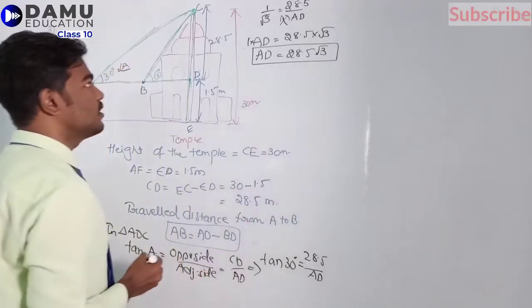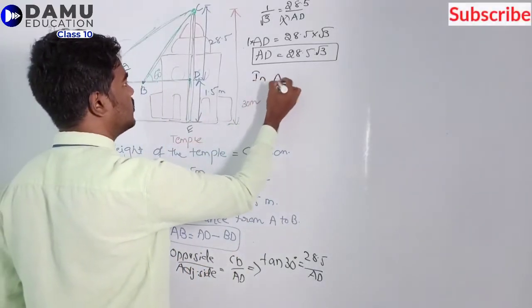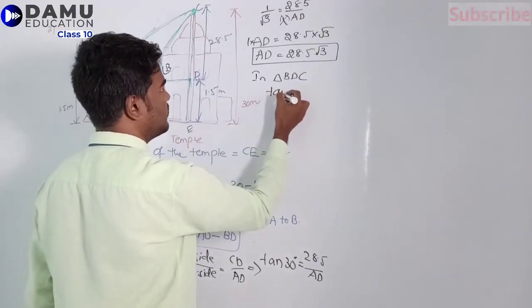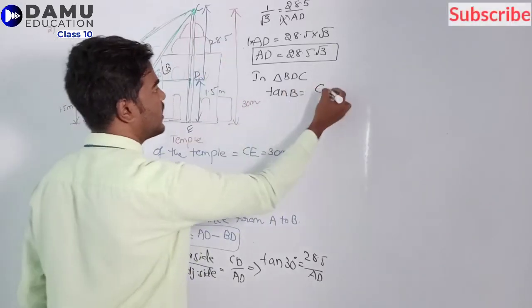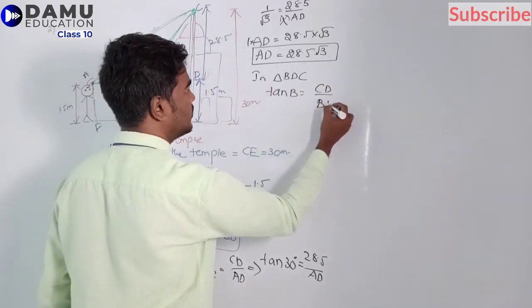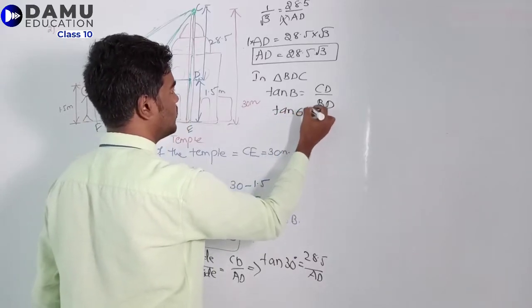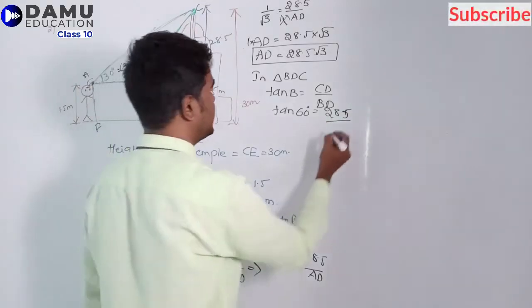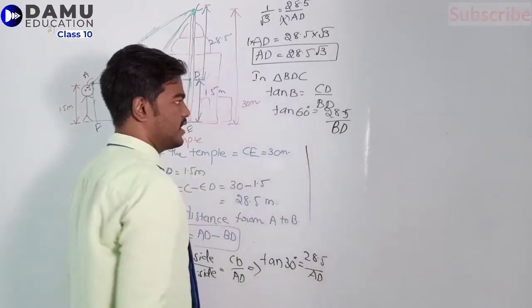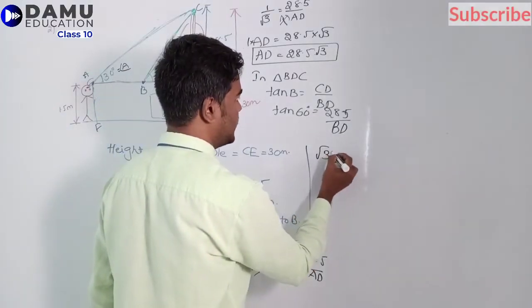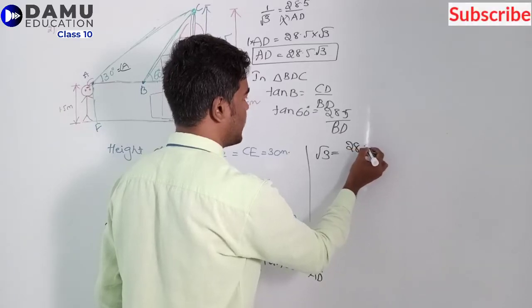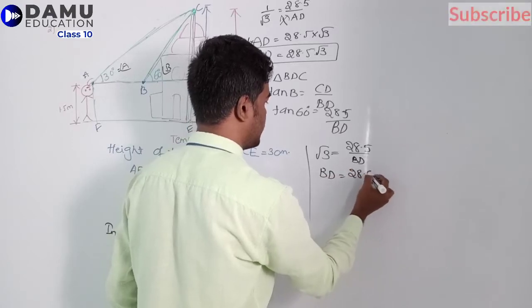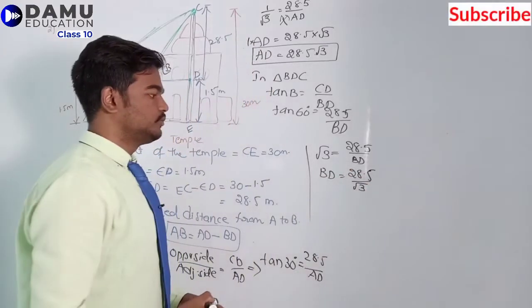Next one. In triangle BDC, what is tan B? So this is angle B. Tan B will be equal to the opposite side CD by the adjacent side BD. So tan 60 degrees will be equal to CD, which is 28.5, by BD. Tan 60 is root 3. So root 3 will be equal to 28.5 by BD. So BD will be equal to 28.5 by root 3.